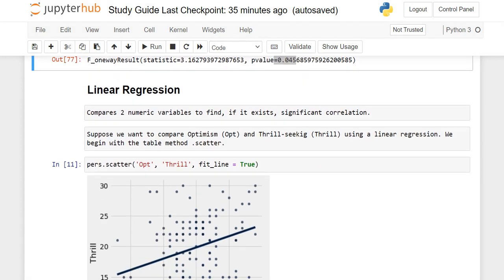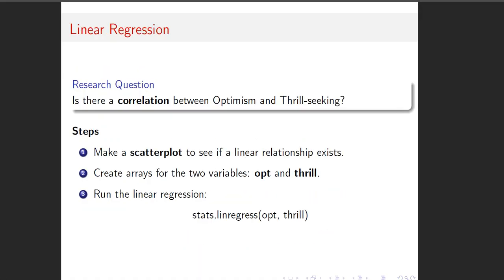And then linear regression, and let's just go over this real quickly. Again, we're comparing 2 numeric variables. In this case, we had a measure of optimism and a measure of thrill seeking. They're both numeric, and we're checking to see if there's a correlation between them. But the first thing we do is a scatter plot, which, by the way, is a table method. All right, and then we create arrays. Why? Because when I run the stats.linregress, I need arrays. Okay, so let's check out how that looks.